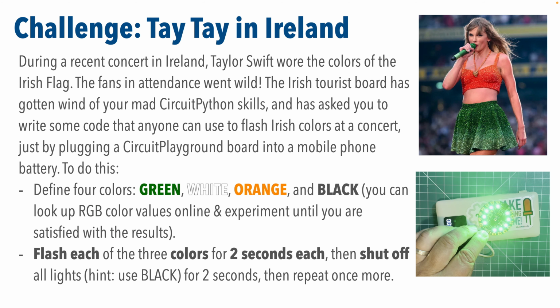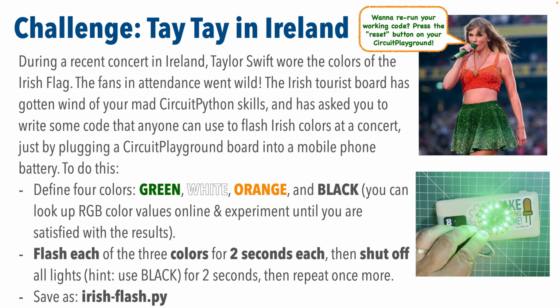You can look up the RGB color values and experiment until you're satisfied with the results. Then flash each of these colors for 2 seconds each, then shut off all the lights, hint, use the color black, for 2 seconds, and then repeat once more: green, white, orange. When you're done, save this file as irish-flash.py. You can do it!